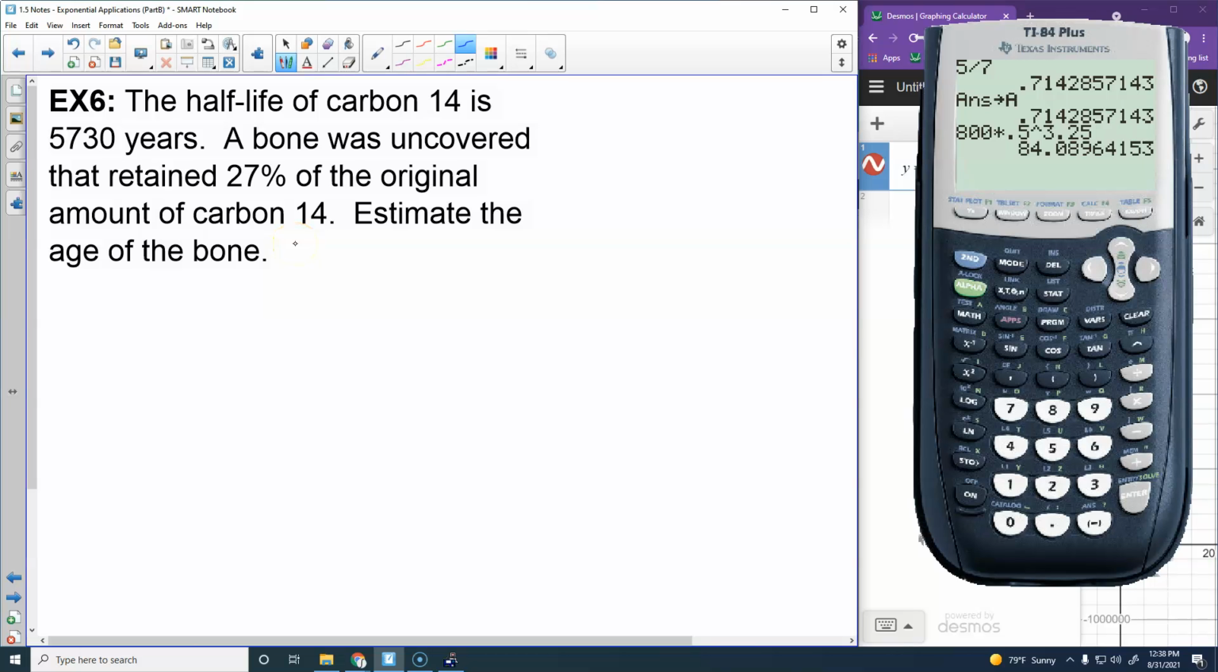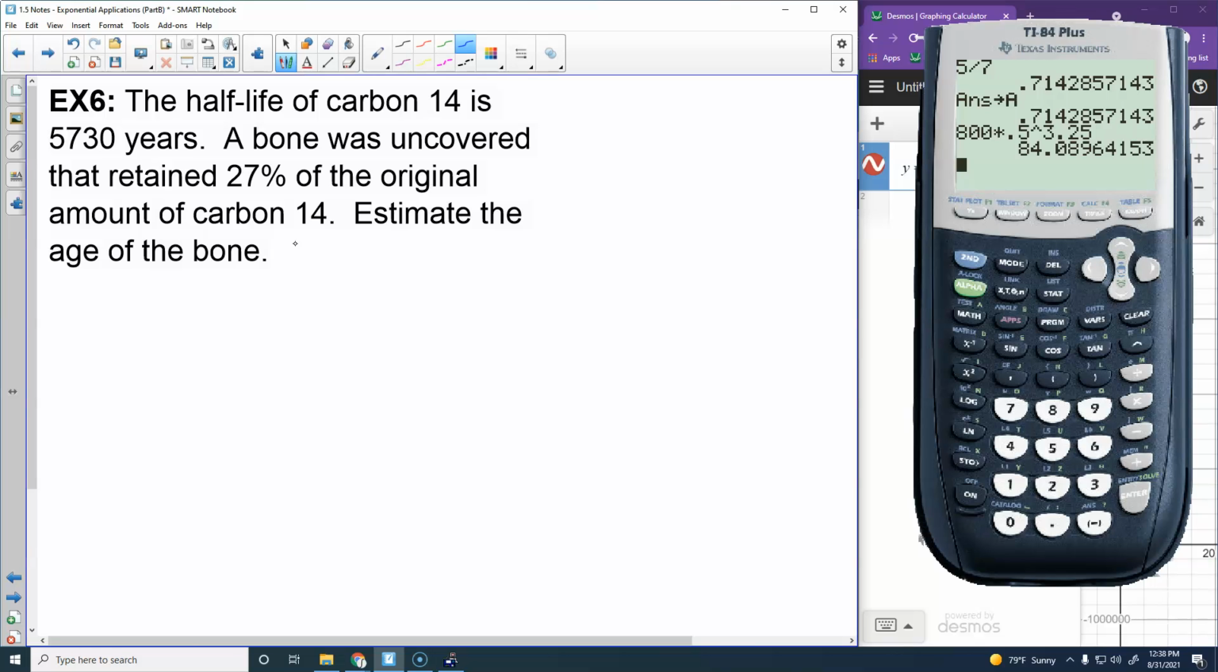But somehow they know that a bone of this size that they have found should have this much carbon-14, but only 27% of that carbon-14 is there. So we're going to use that to estimate the age of the bone. This is a little bit like Alfredo and his money. Do we know how much we started with? We do not. We just know that we have 27% of it left.